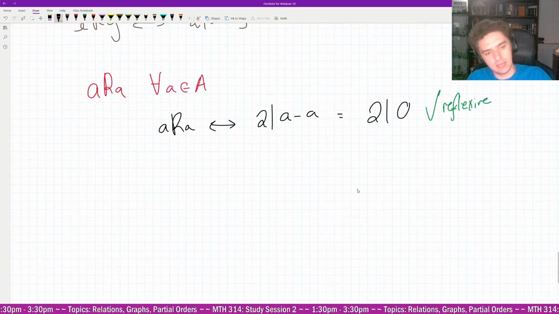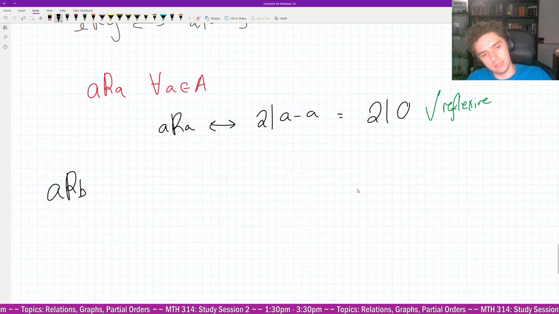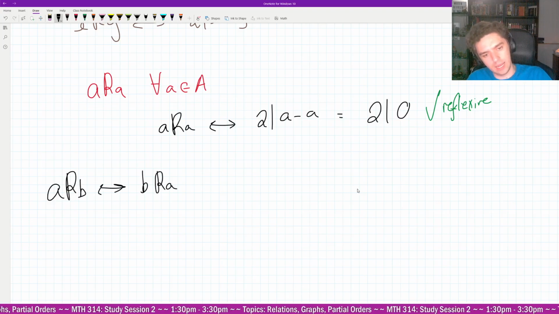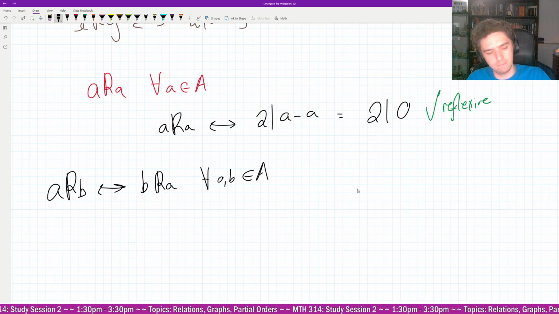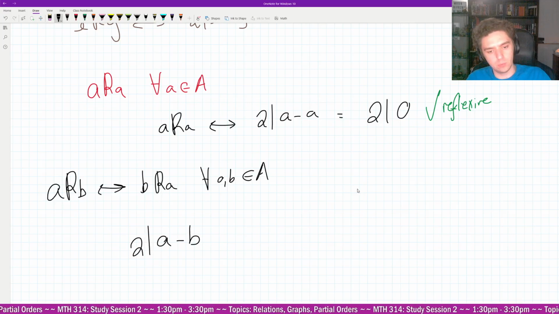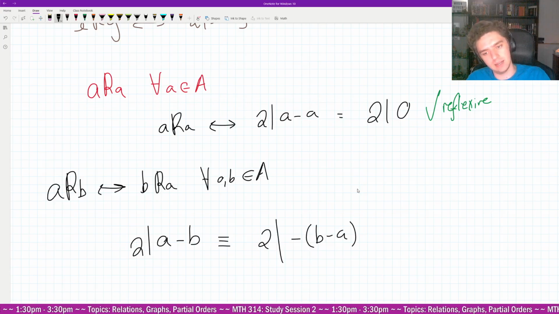Now for symmetric, that means that a R b implies b R a, for all a, b in A. So let's start with the hypothesis. a R b would mean that 2 divides a minus b, right? Which we want to sort of get to this conclusion here, right? So this is logically equivalent to 2 divides negative (b minus a), right?